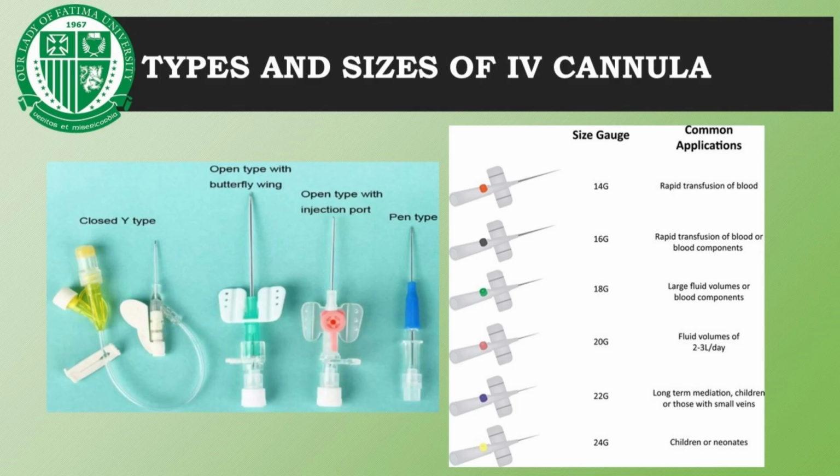We also have the pen-type IV cannula, a specific intravenous cannula design known for its pen-like shape and streamlined functionality. It is primarily used for intravenous access in clinical and emergency settings. This type of cannula is favored for its simplicity and ease of insertion. Like other IV cannulas, it is available in various gauge sizes depending on the intended use and the patient's needs.